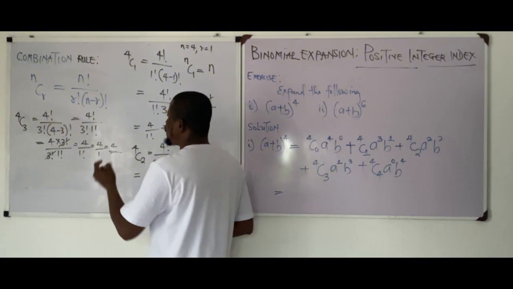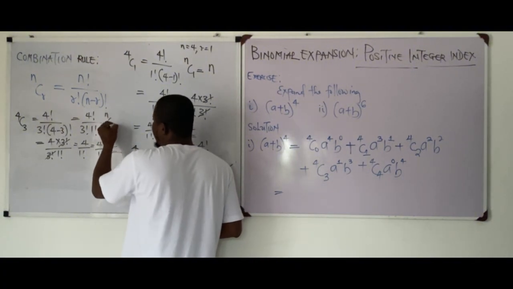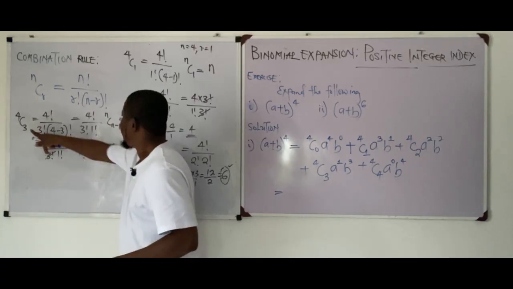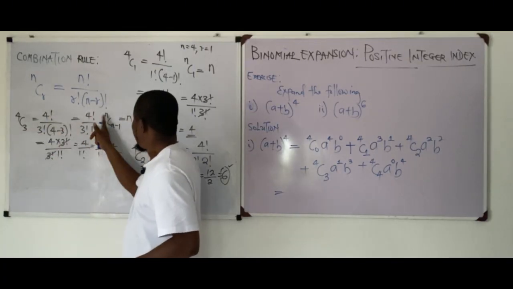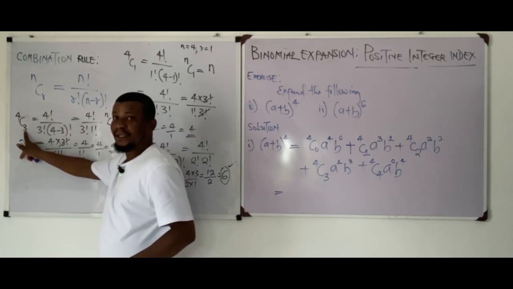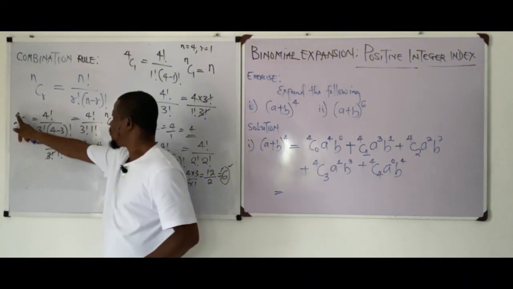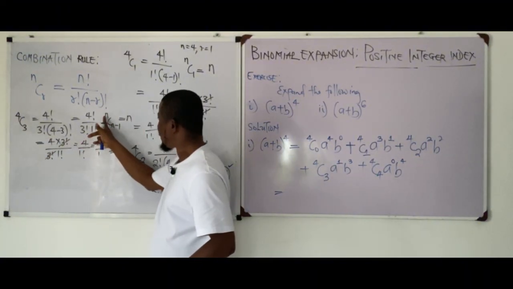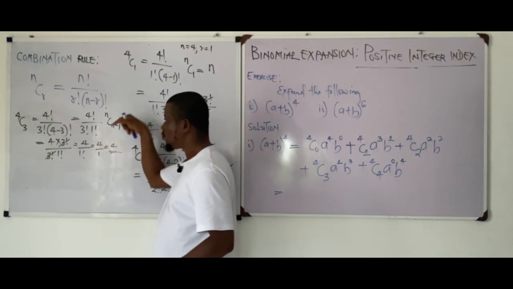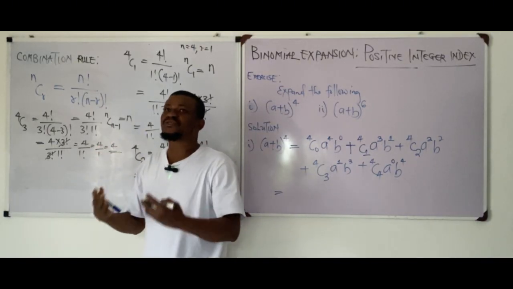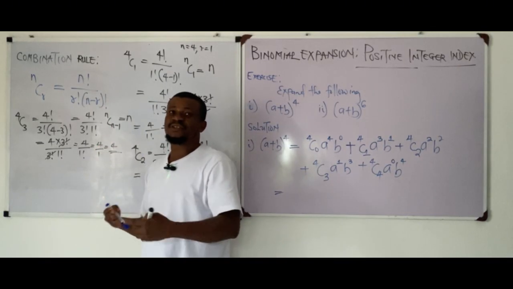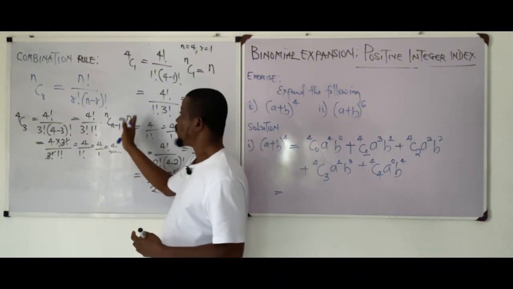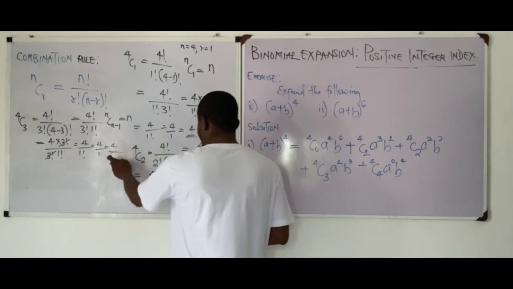In fact, there is a rule that n combination n minus 1 is equal to n. So when I have 4 combination 3, 3 is 4 less 1. So any combination of this form, n combination n minus 1, gives you back your n. Something like 6 combination 5 is 6. 7 combination 6 is 7. It's a rule in combination. So this gives us 4.